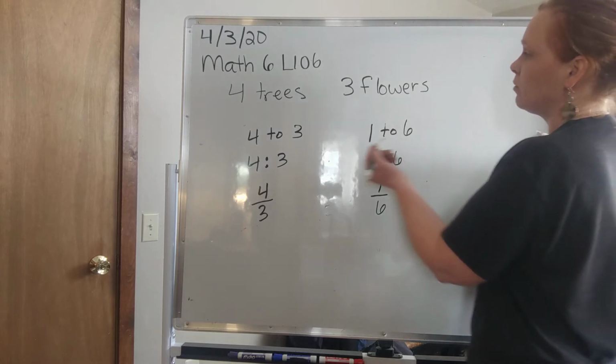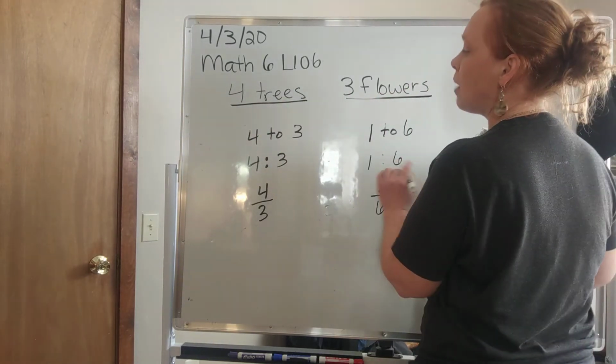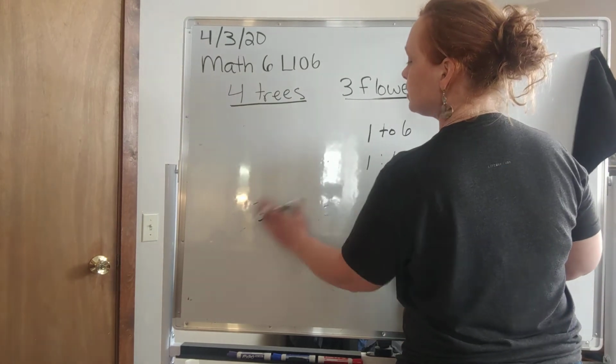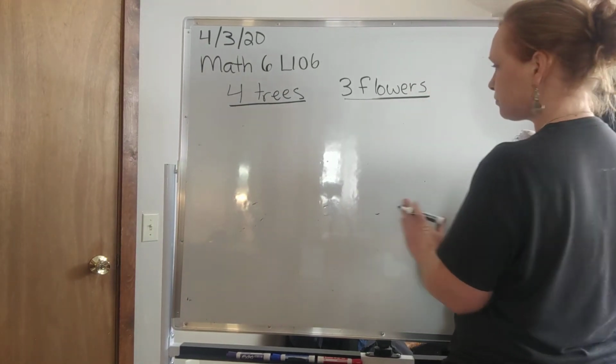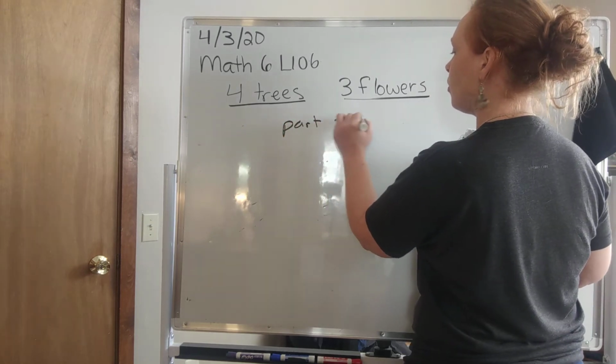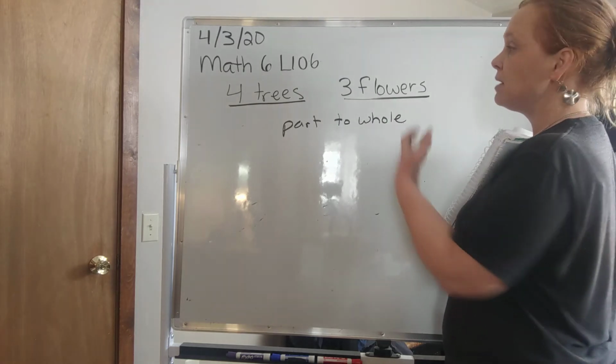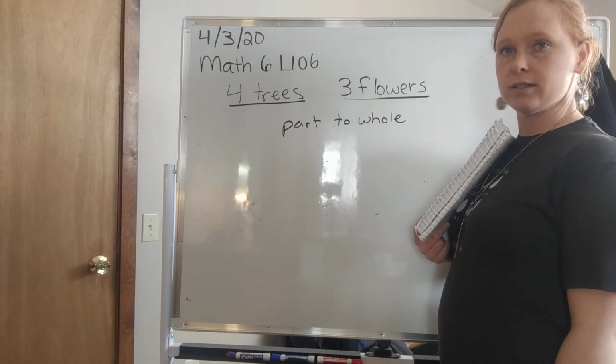Let's just say this is a part of what's in the forest, and this is a part of what's in the forest. But what if I said I wanted you to do a part to whole? What would that mean? The question might look something like this. How many living things are there in the forest?